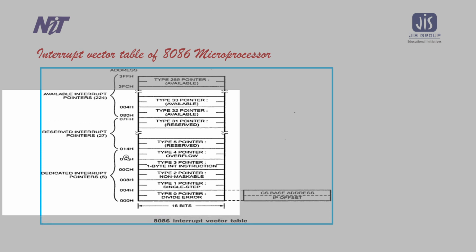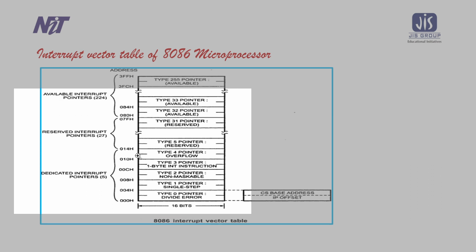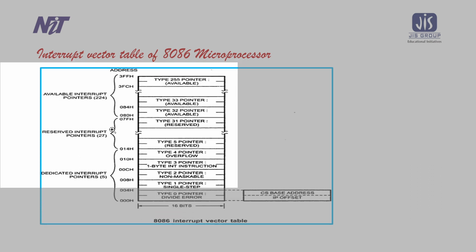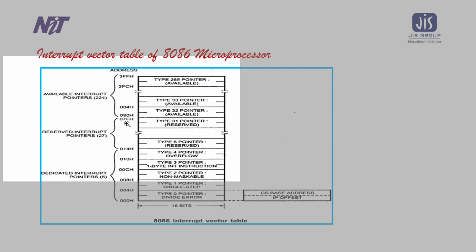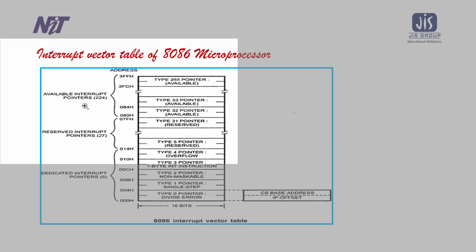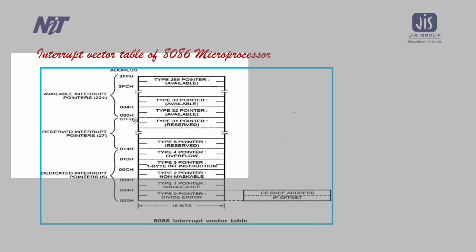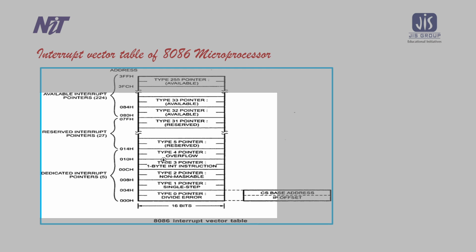From 00000H to 00014H, it is dedicated for interrupt pointers, 5 of them. From there to 0007FH, it is reserved, 27 interrupt pointers. And from 00080H to 003FFH, it is available for interrupt pointers, 224 of them. So why is it called the vector table? Because this table gives you the direction of where you want to jump. That's why it is known as a vector table.